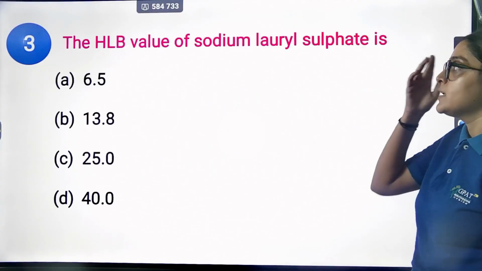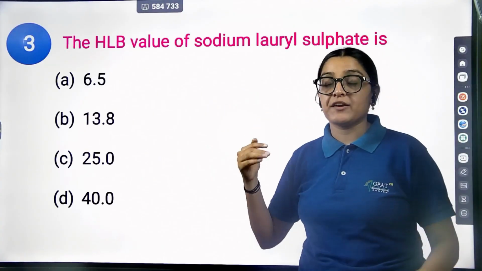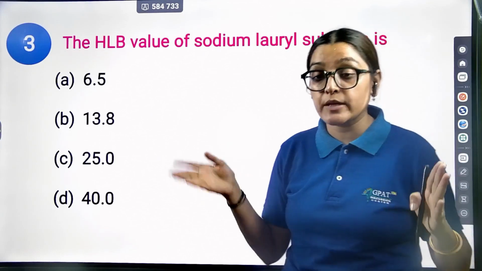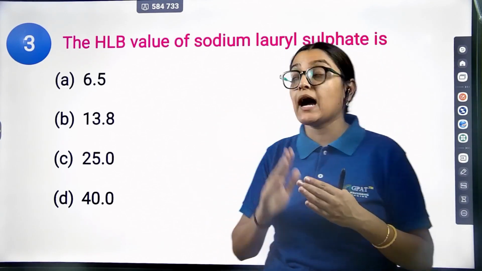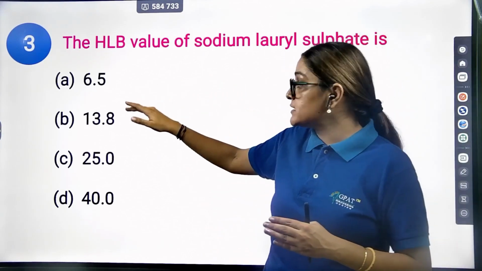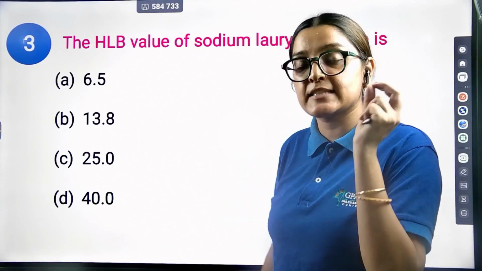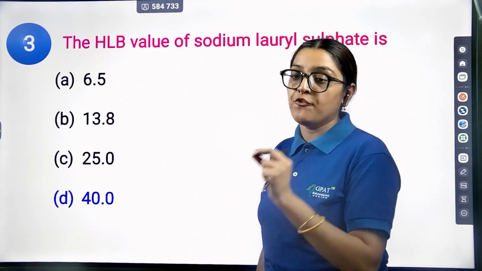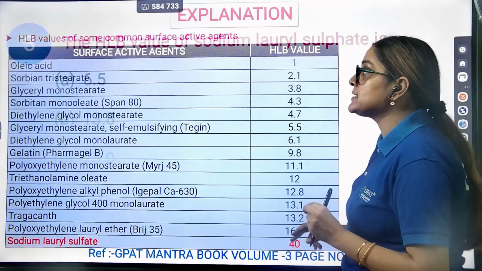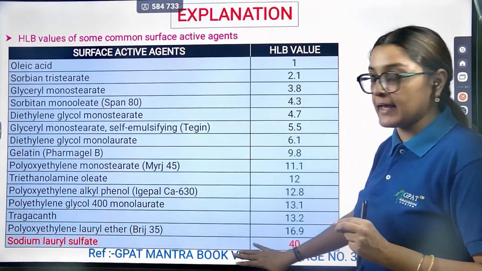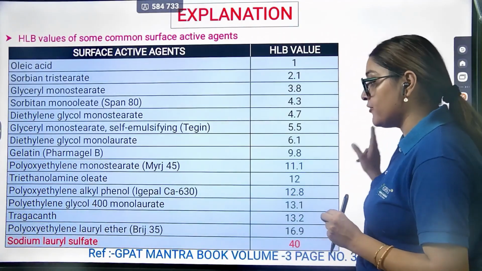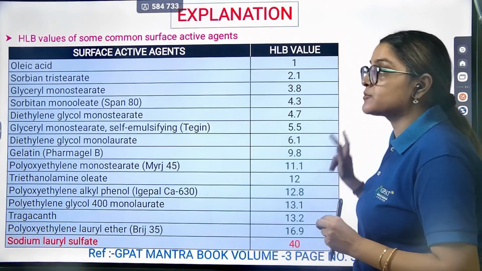Okay, next. The HLB value of sodium lauryl sulfate. See, direct questions, I am not joking. These are direct questions repeatedly asked. We have 6.5, 13.8, 25 or 40. Directly I told you it is a solubilizing agent with an exceptionally high value of around 40. Option D here is correct. So this was the scale you have read here. It is around 40. You can check the reference book also.